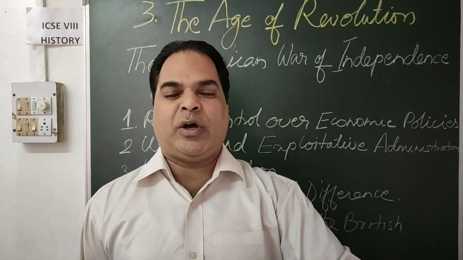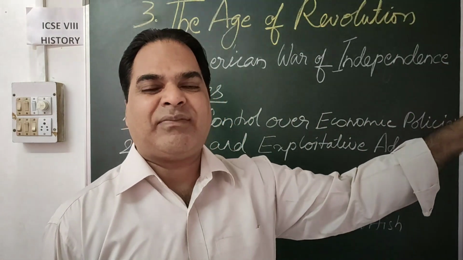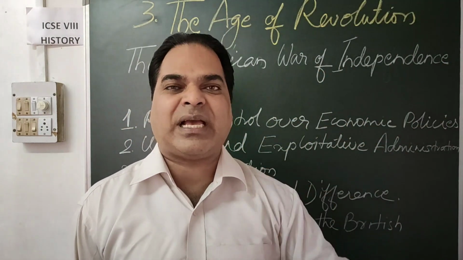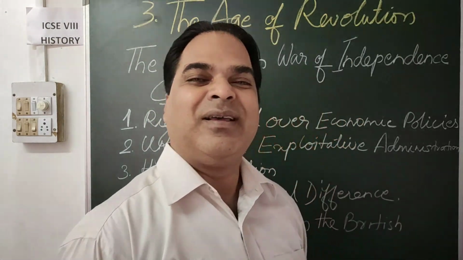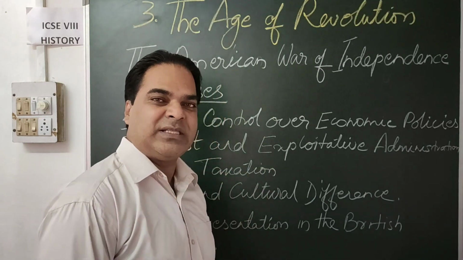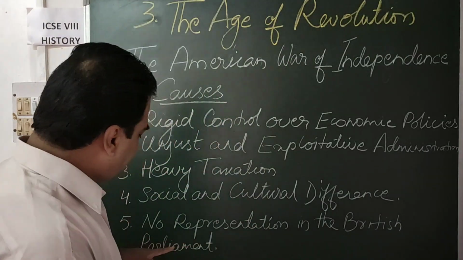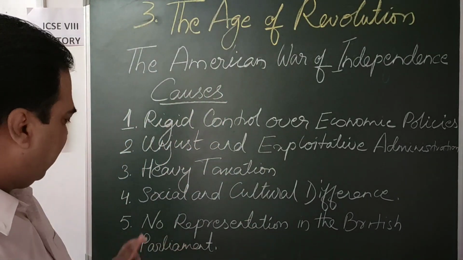So the people of the 13 colonies believed that they didn't have the right to impose taxes on the colonies, because our representation is not there in the British Parliament. Hope you all are understanding it, my dear children. Now the next one you can see here. Okay, number 5 is over.